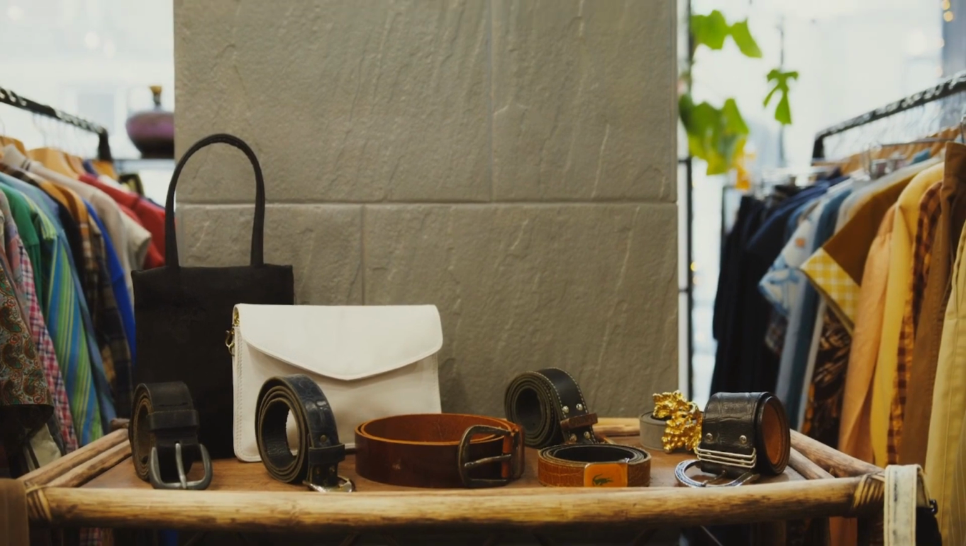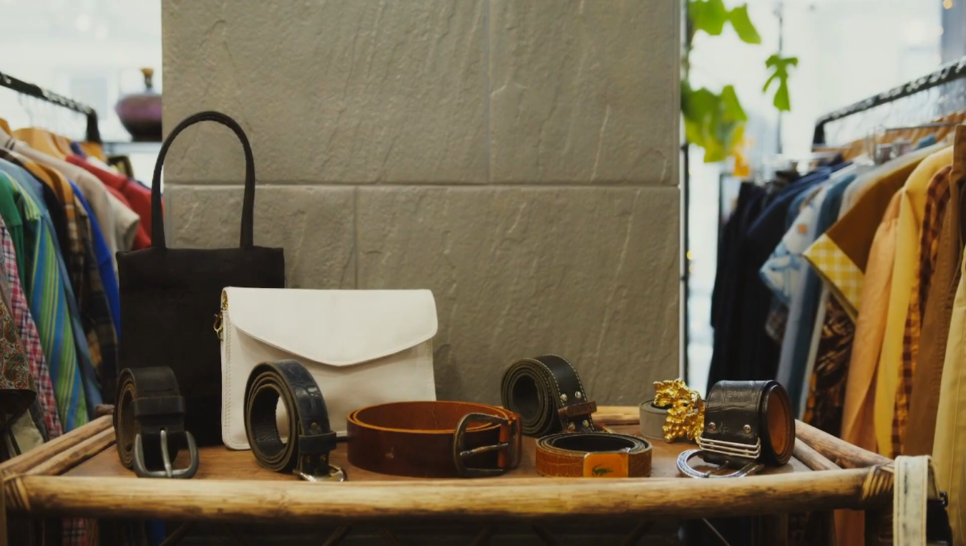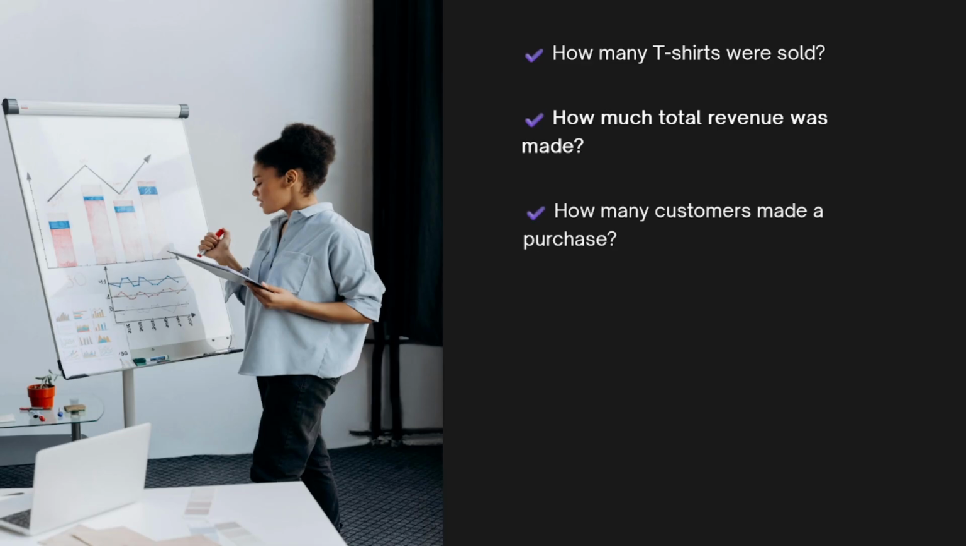So the fact table is where you store the actual sales data, numbers that change every day. It includes things like how many t-shirts were sold, how much total revenue was made, how many customers made a purchase. Think of it like a spreadsheet that tracks all the sales happening in your store.